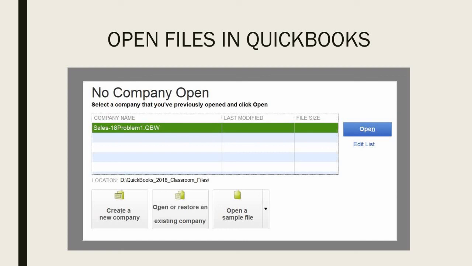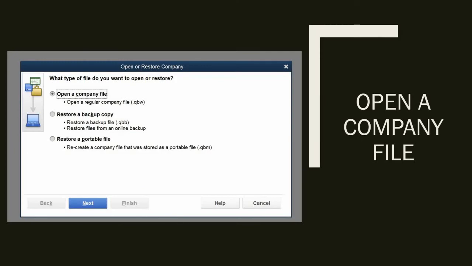Or we have the option to open an existing data file. That option is right in the middle. If I select that, it's going to give me 3 options to choose from: a current working data file, a backup file, or to restore a portable file. Those are the 3 different files that you're able to open.